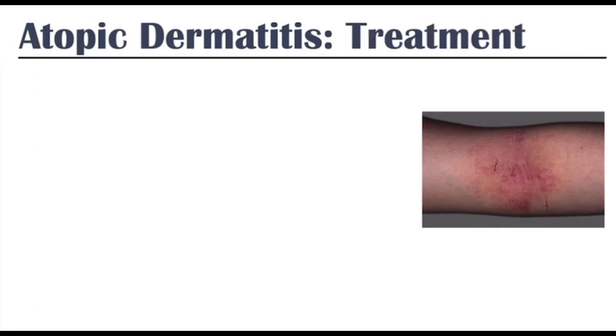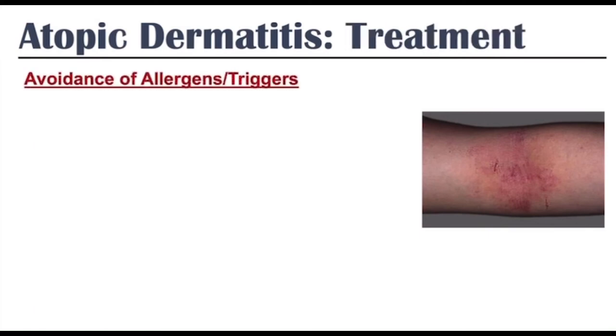So once we make the diagnosis, how do we treat it? Treatment generally involves avoiding the allergens and the triggers that can cause a flare of atopic dermatitis or make it worse. These can include heat or low humidity environments. You also want to reduce stress and anxiety. These can be triggers as well.